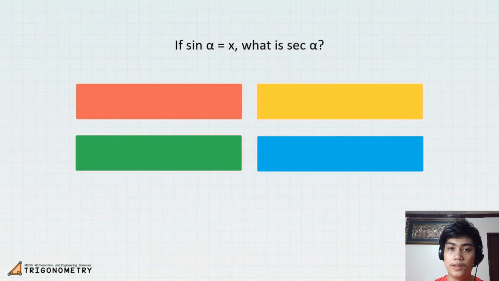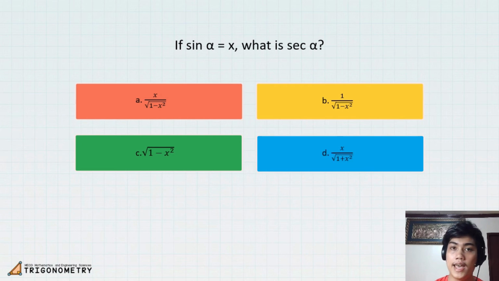For our next problem, if sine of alpha equals x, what is secant of alpha? Is it A, x over the square root of 1 minus x squared, B, 1 over the square root of 1 minus x squared, C, the square root of 1 minus x squared, or D, x over the square root of 1 plus x squared? The answer is B. I'm going to give you time to solve why the answer is letter B. Okay, I hope you've solved it. Now let's see how.